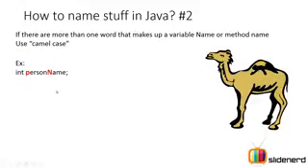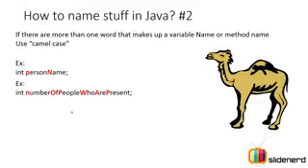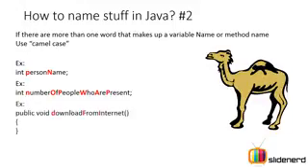Take another example over here, which says int numberOfPeopleWhoArePresent. Again, notice all those red colored alphabets which I have. They are the first alphabets of the words and they are capital for all the remaining words except the first one, right? Same with method names. I say downloadFromInternet, which is a method, and the same way you name stuff.